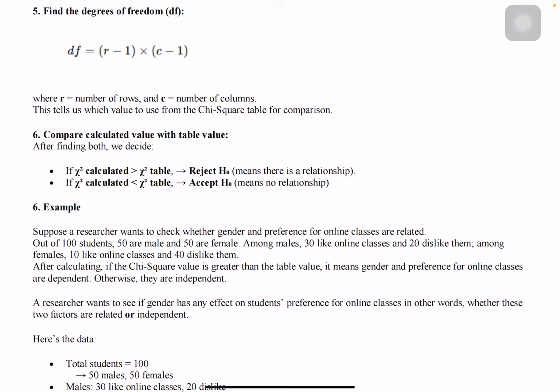Example: suppose a researcher wants to check whether gender and preference for online classes are related. Out of 100 students, 50 are males and 50 are females. Among males, 30 like online classes and 20 dislike them. Among females, 10 like online classes and 40 dislike them. After calculating, if the chi-square value is greater than the table value, it means gender and preference for online classes are dependent, otherwise they are independent.